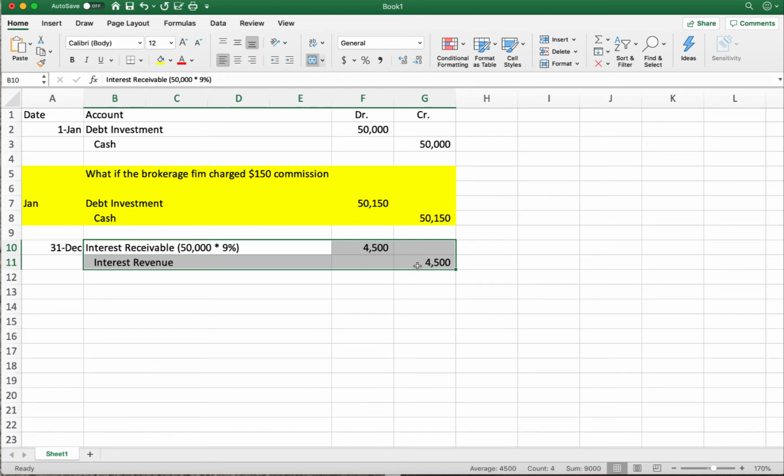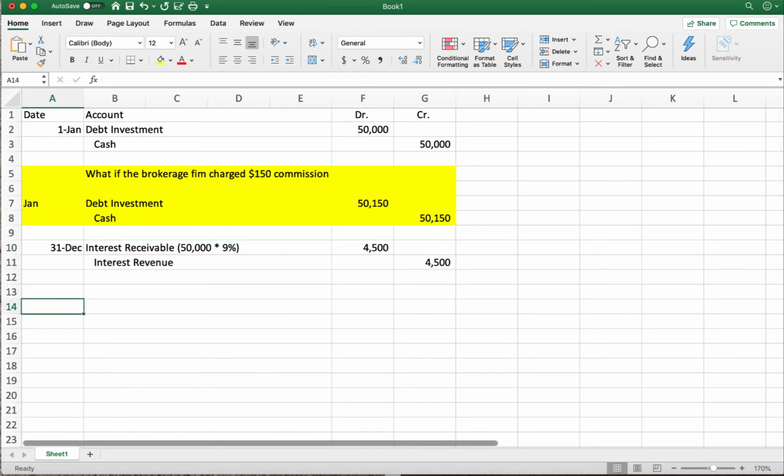So we're not going to use the carrying value on the books of $50,150. We're going to use the face amount, okay? Then they tell us on January 3rd or January 1st, 2018, the problem says that we received the interest from Leeds Company on January 1st, 2018.